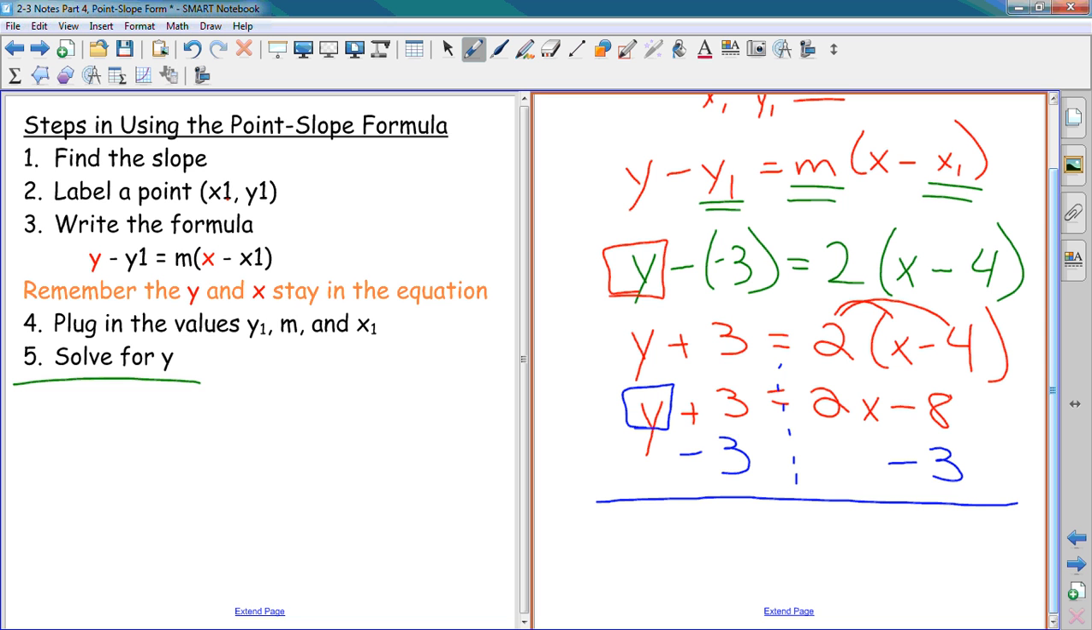I can only subtract 3 from 8. I cannot subtract it from the x term. So I have y equals 2x minus 11. Now, look at the answers you had to both. Y equals 2x minus 11.